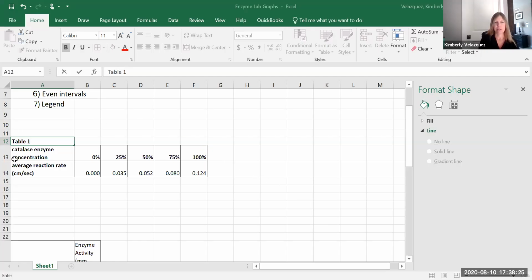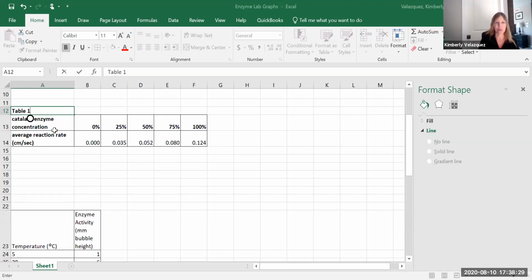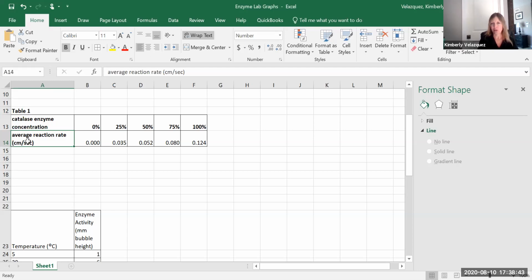so this is a typical data table, and this is actually from an experiment from this course, looking at the effects of enzyme concentration on reaction rate. And you can see this is the average. So in other words, there were multiple trials of this experiment. And at the end, we're going to graph just the average. So to get to this average, we had to average a bunch of data in a separate table.